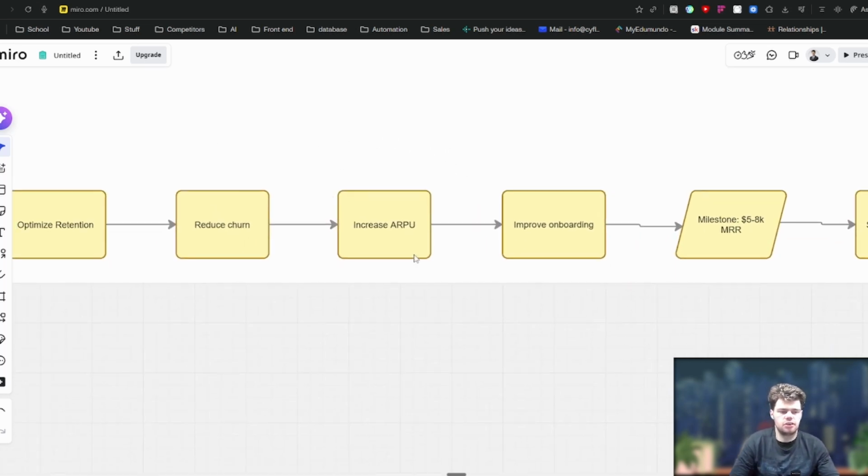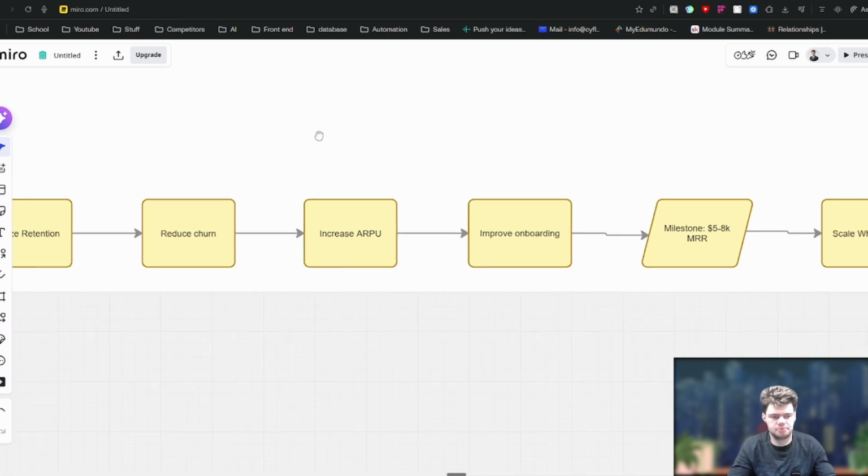And then the ARPU is the average retail price per unit. So I think it was something like that. But basically it's the average of what someone is paying for it. So maybe they're paying $100 for the dentist. You want to increase it to 120 whenever possible.